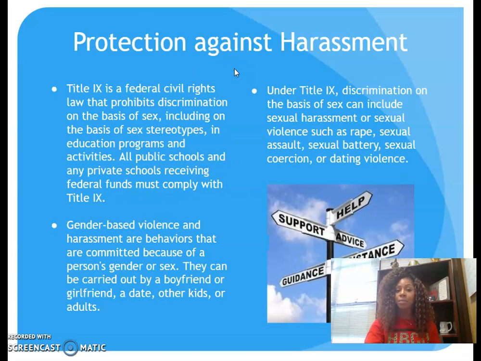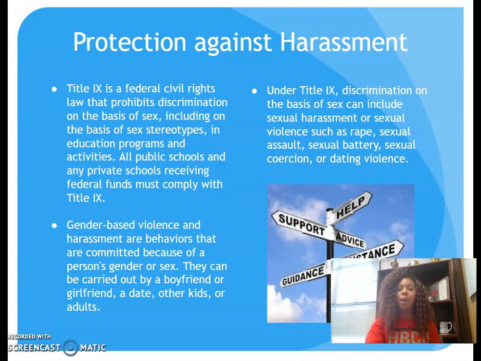Protection against harassment. Title IX is a federal civil rights law that prohibits discrimination on the basis of sex, including on the basis of sex stereotypes, in education programs and activities. All public schools and private schools receiving federal funds must comply with Title IX.